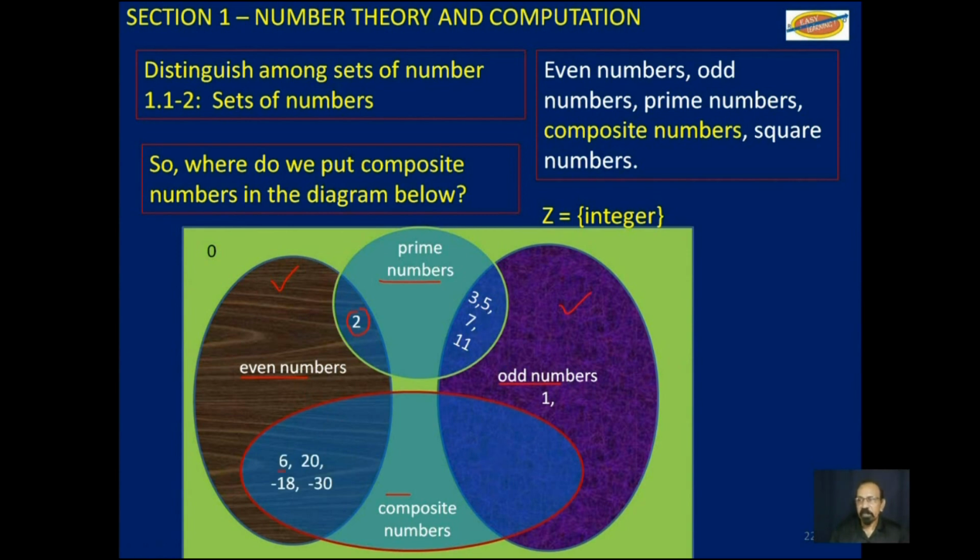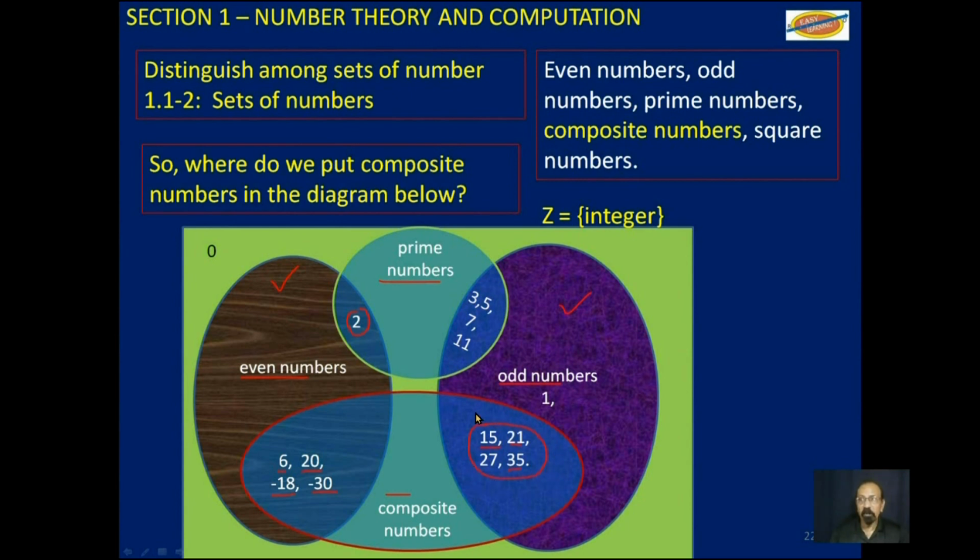So let's consider 6. 6 is an even number, and it is a composite number. It has more than 2 factors. 20, -18, and -30. Those are all even numbers that are composite. Now let's look at some odd numbers that are composite. 15, it has more than two factors, 1, 3, 5, and 15. 21 has more than two factors. 35 has more than two factors. And so these numbers here are odd and composite.